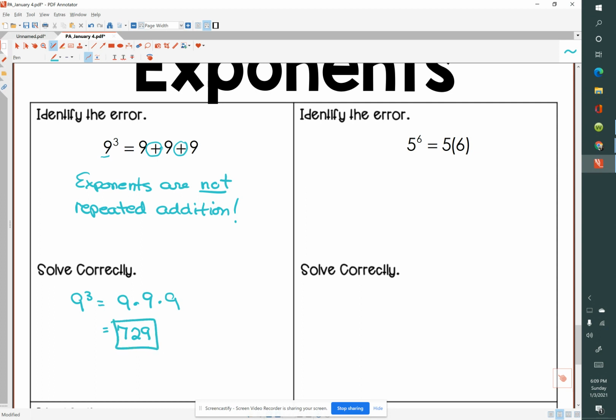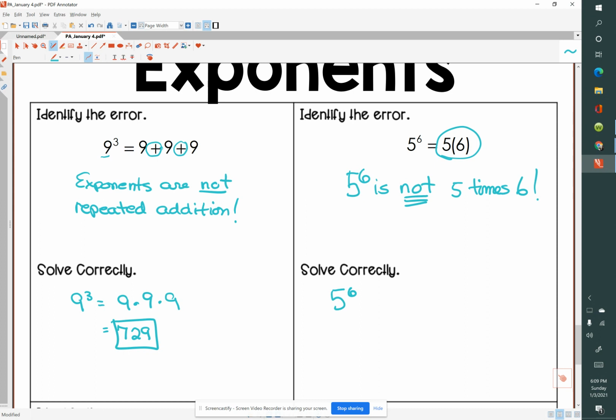All right, let's look at the next one. It says 5 to the 6th power. And look what they have here. This is 5 times 6. This is not 5 to the 6th power. 5 to the 6th power is not 5 times 6. So what should it be?